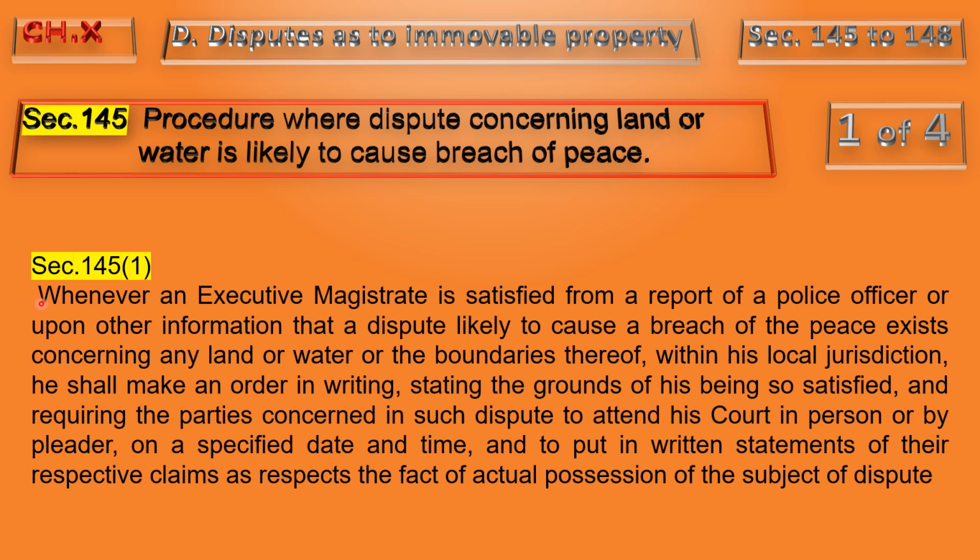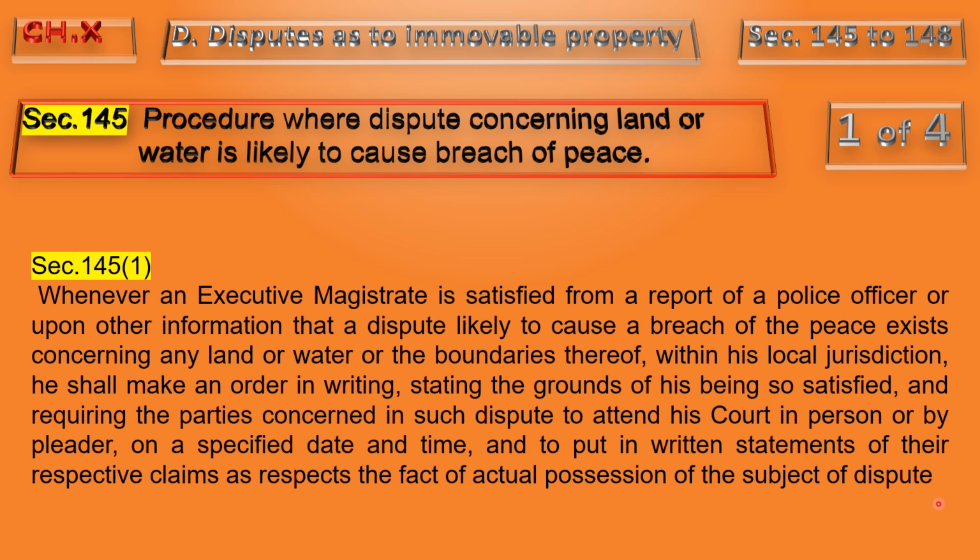Subsection 1 of section 145 says, whenever an executive magistrate is satisfied from a report of a police officer or upon other information that a dispute likely to cause a breach of the peace exists concerning any land or water or the boundaries thereof within his local jurisdiction, he shall make an order in writing stating the grounds of his being so satisfied and requiring the parties concerned in such dispute to attend his court in person or by pleader on a specified date and time, and to put in written statements of their respective claims as respects the fact of actual possession of the subject of dispute.